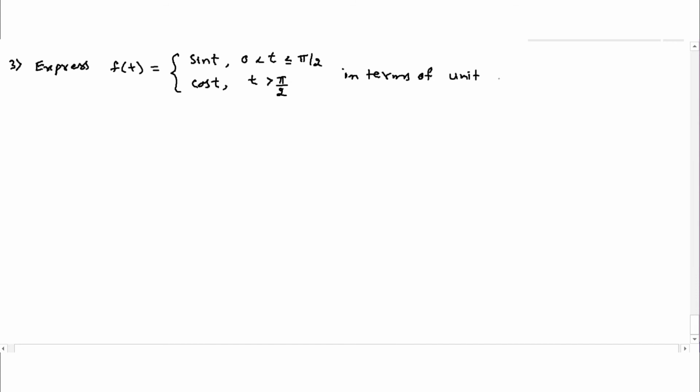Question number 3. Express f of t equals sin t, and the interval is 0 less than t less than or equal to pi by 2, and it is cos of t for the value of t greater than pi by 2, in terms of unit step function and find its Laplace transform.